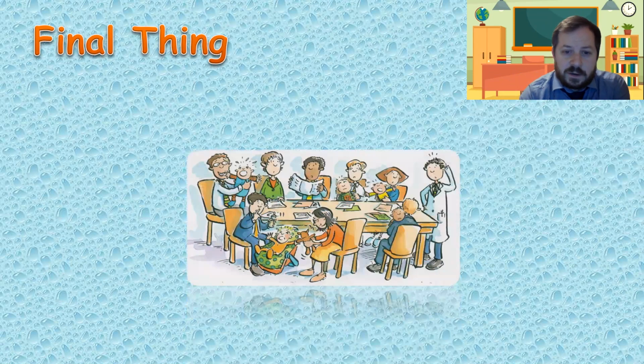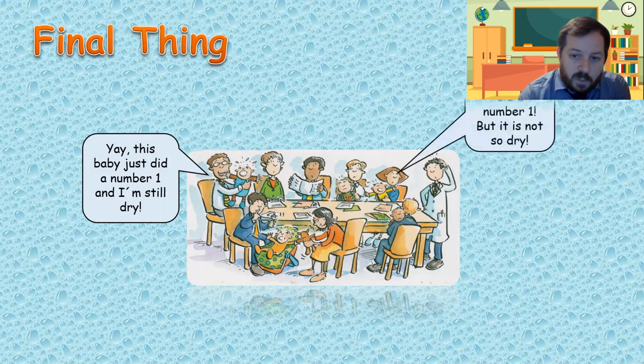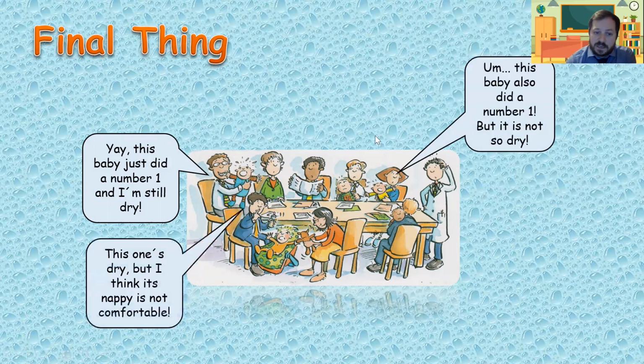So, one final thing to think of. Here's a scenario. Here's our scientist, and here's a sample selection of individuals, parents with children. So this one says, yay, my baby just did a number 1 and I'm still dry. Whereas this one says, my baby just did a number 1, but it's not so dry. And this one over here says, this one's dry, but I think its nappy is not comfortable.